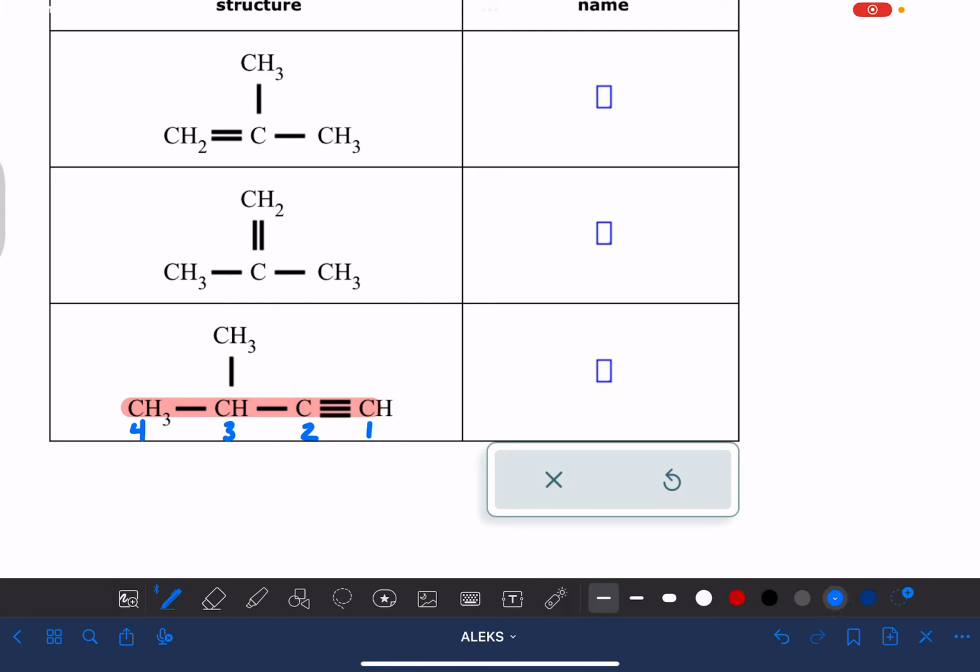Next, I'm going to locate and name my substituent. This molecule has a substituent on carbon number 3. It is a 3-methyl. And now I'm ready to name the molecule. This is a 4-carbon chain. We know that 4-carbon chains are typically called a butane. This is a molecule that has a triple bond, so instead of calling it a butane, we are calling it a butyne. That ending -yne is used to indicate the presence of the alkyne, the carbon-carbon triple bond.